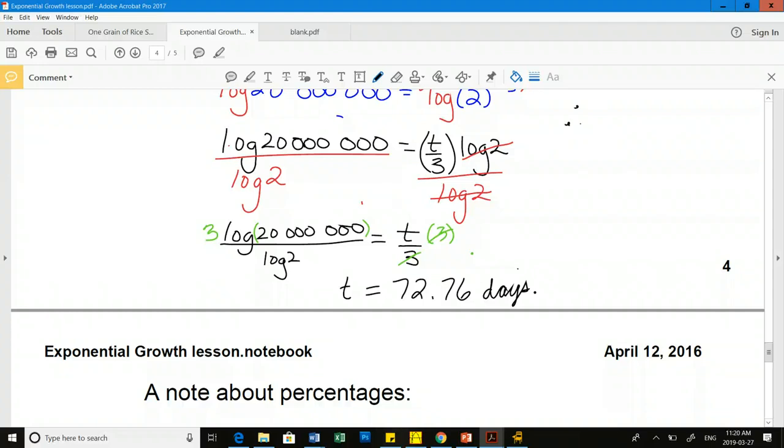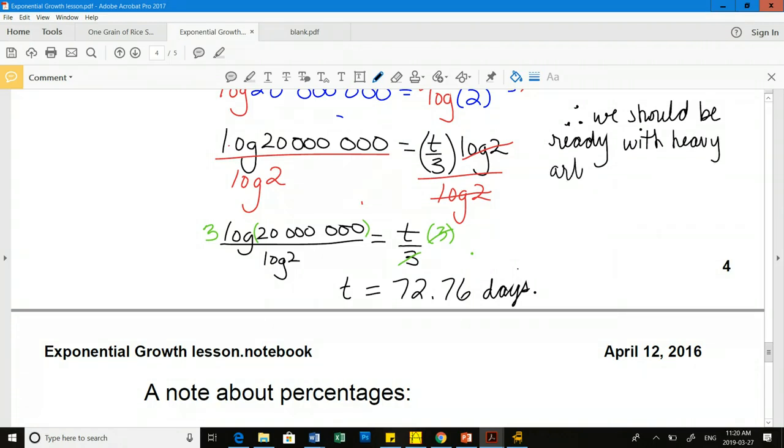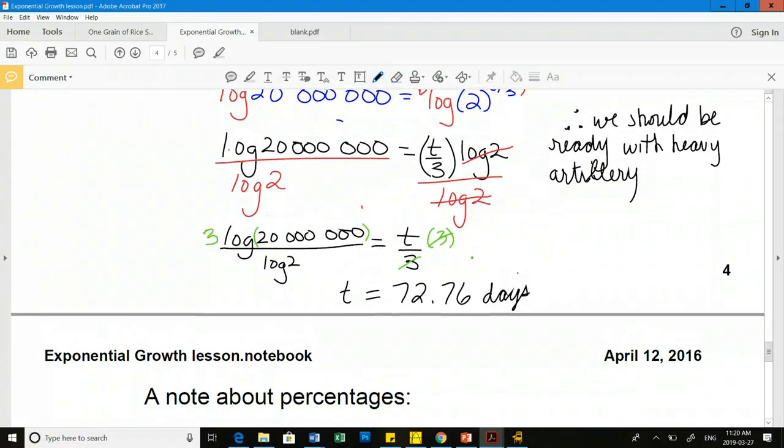So therefore, we should be ready with heavy artillery. I think that's how you spell artillery. If it's not, forgive me. Oh no, I just did something wrong there. Artillery, double L. Maybe it's A-R-Y, I don't know. By at least, what do you guys think? At least day 71, but maybe to be safe, we'll say day 70.